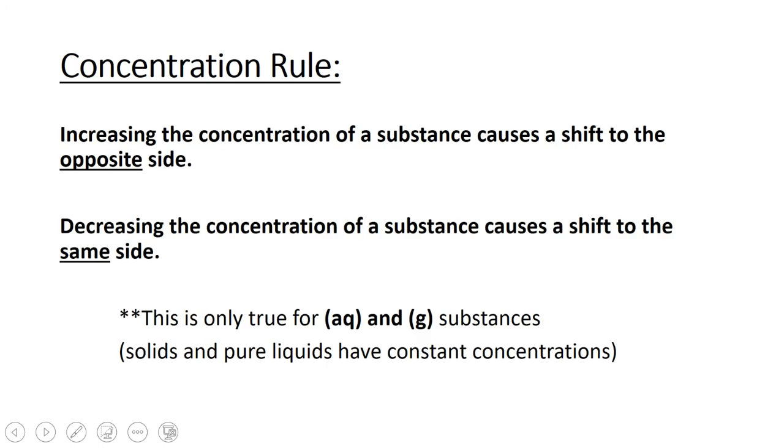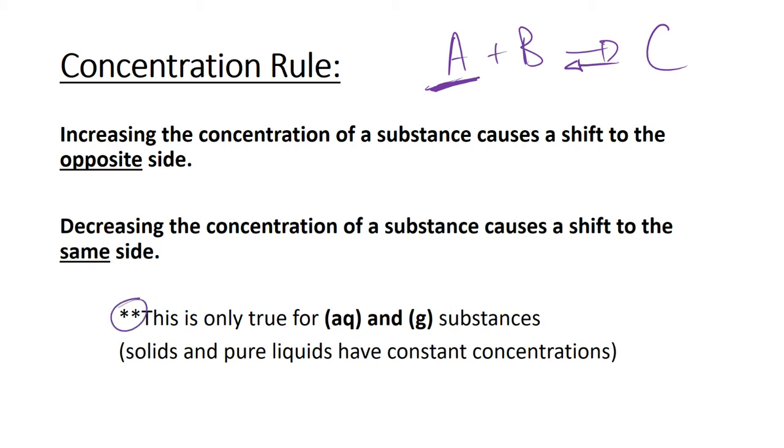Concentration rule, increasing the concentration of something. So let's think about a general example: increasing the concentration of A would cause a shift to the opposite side. So if I increase A, we're going to shift to the product side to use up some of the A. If I decrease the concentration of A, then that system's going to shift to the same side as it. So lowering the concentration of A is going to cause a shift to the left to try and make more. It's trying to undo what we just did.